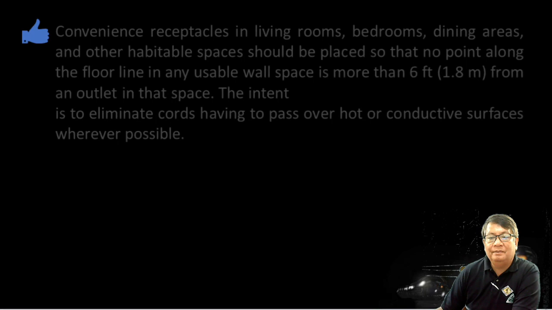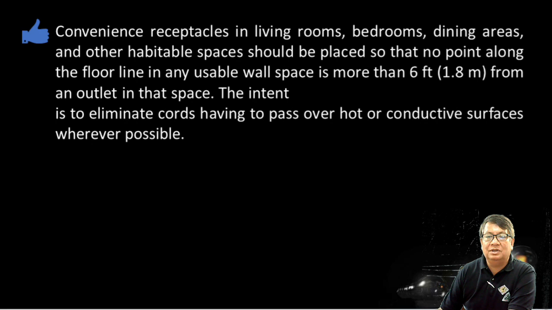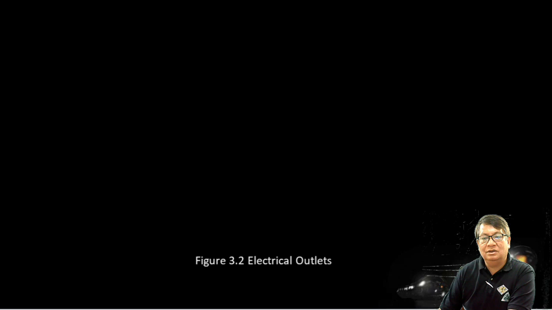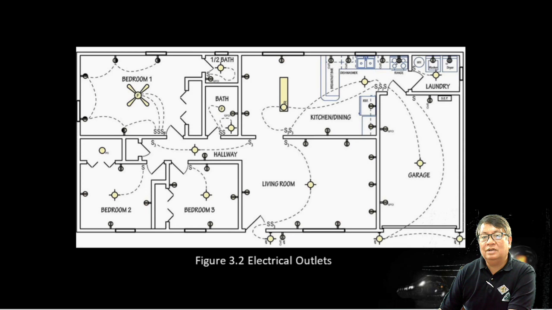Then a convenience receptacle in the living room, bedrooms, dining areas, and other habitable spaces should be placed so that no point along the floor line in any usable wall space is more than 6 feet. So, ayun. Dapat alam natin saan natin ilagay yung mga... So, yun po mga kailangan natin. Ito po yung example, no, ng mga electrical outlets saka lamp lighting saka mga switches. Example lang po ito.